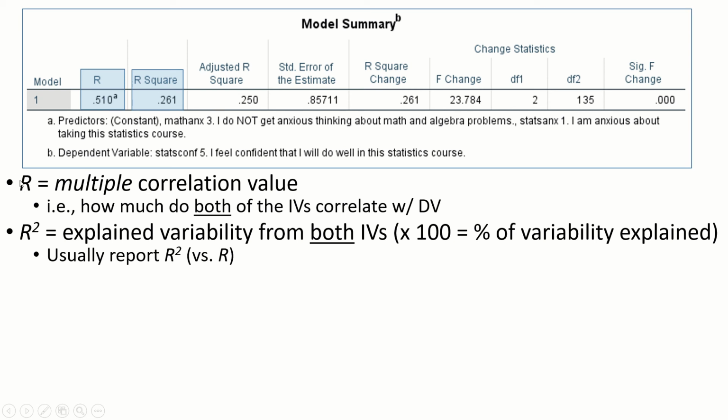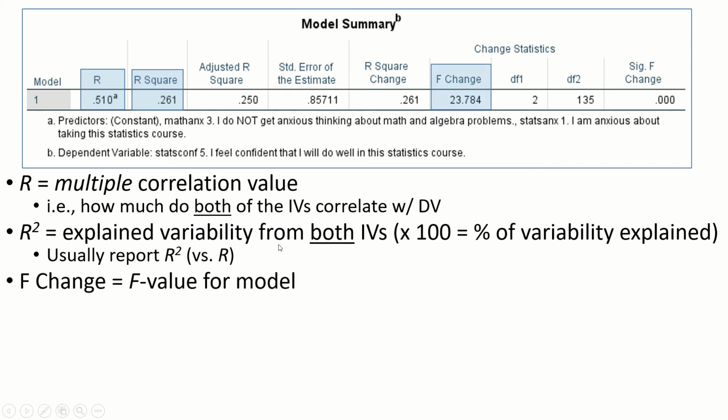Right. So if our R value is below 0.2, then that would be a small or weak R. Anything from 0.2 to 0.39, that would be a medium, moderate R, and then anything 0.4 or above, that would be a large R, a strong R.